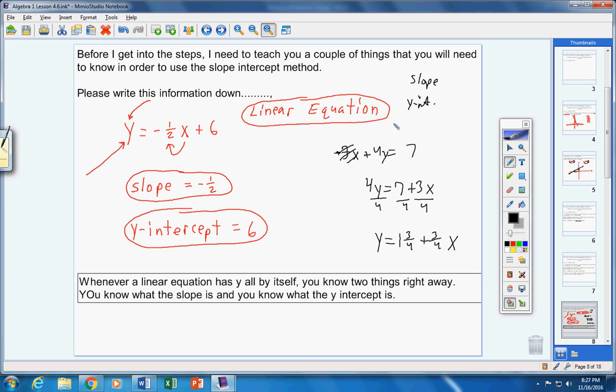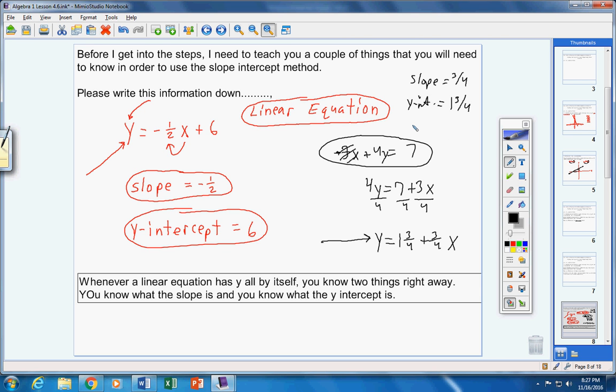So there, I took this linear equation and I got y all by itself. So I know what the slope is. What number's with the x? 3/4 is with the x, so my slope is 3/4. And I know the y-intercept is 1 3/4. Do you see it or not, guys? You need to make sure you understand this. If not, watch this again, okay?